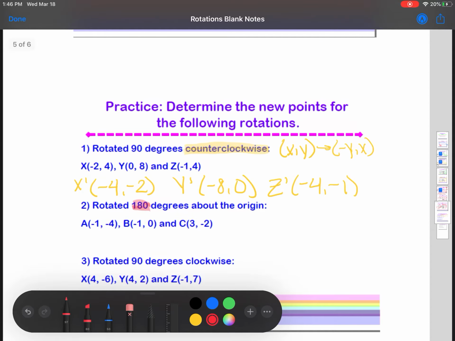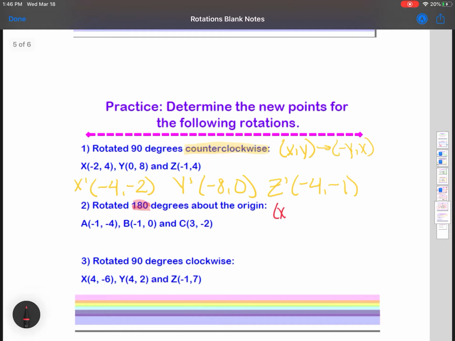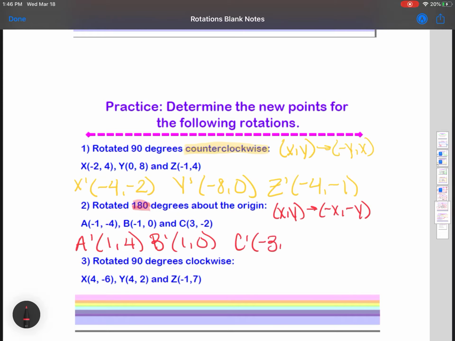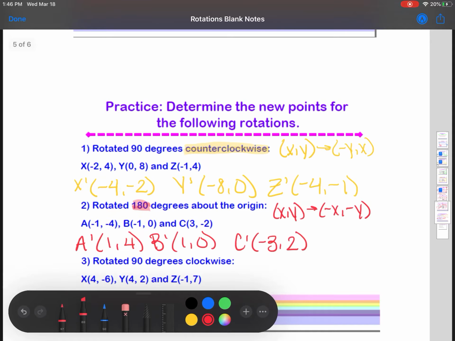Going 180 degrees, xy becomes negative x, negative y. So, A prime, negative of negative 1 is positive 1, negative of negative 4 is positive 4. B prime, negative of negative 1 is positive 1, negative of 0 is just 0. And lastly, C prime, negative of 3, negative 3, negative of negative 2, positive 2.